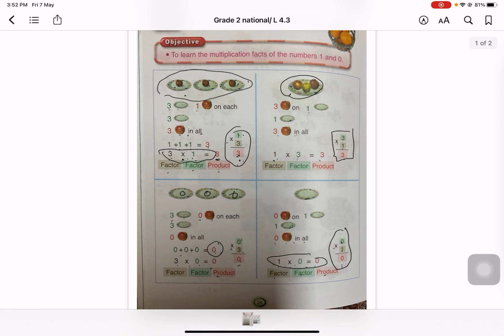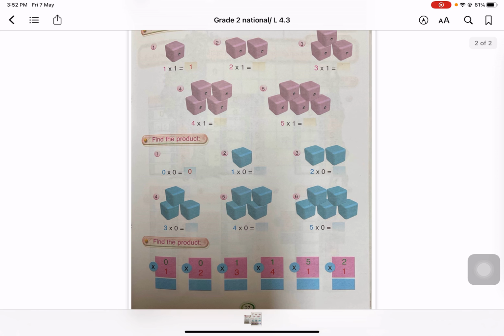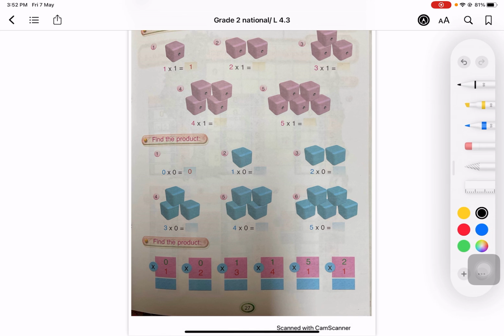Let's go to page 27, okay? They gave us questions and they ask us to solve. Now for here, they said 1 multiply 1, the answer is 1. 2 multiply 1, the answer is what? What did we say? Any number you multiply by 1, you will get what? The same number, so it will be 2. You are multiplying 3 by what? By 1. In all, they are 3. Also this is 4 and this is 5.